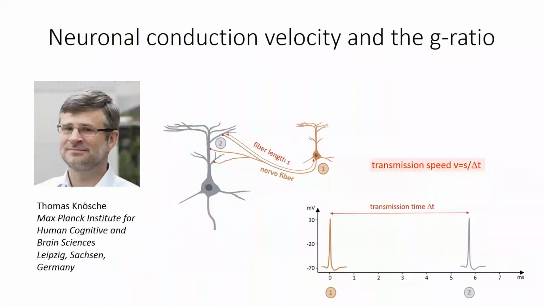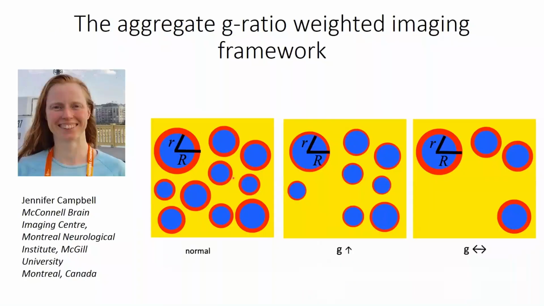The first talk will be given by Thomas Knösche from the Max Planck Institute in Leipzig, Germany, who will talk about the neuronal conduction velocity, how it is related to the g-ratio, and which other microstructural parameters are relevant for inferring function from microstructure. The second talk, given by Jennifer Campbell from McGill University in Montreal, Canada, will introduce the MR g-ratio mapping framework, discuss new methods for MR g-ratio mapping, and outline their potential as well as associated hurdles.